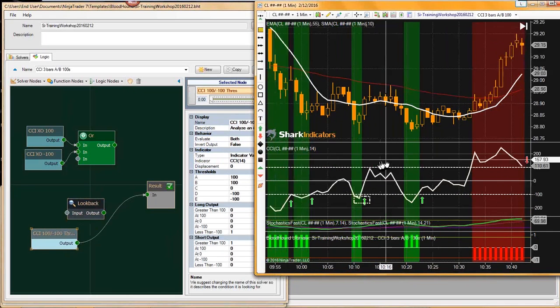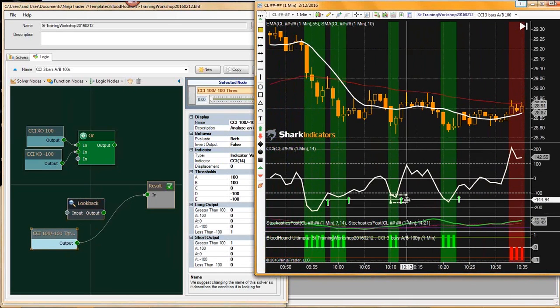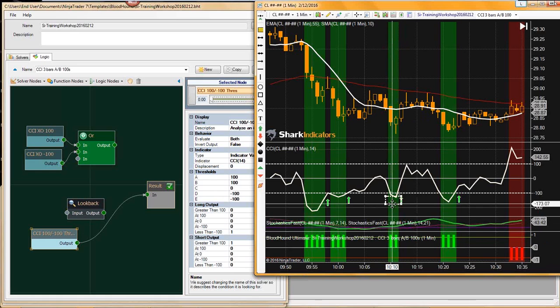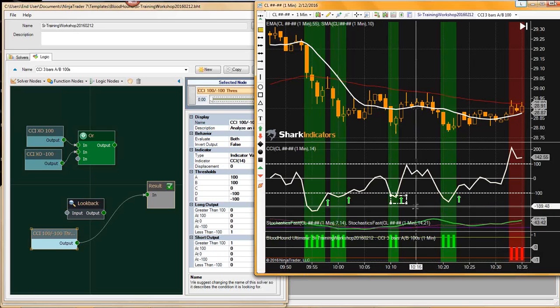So let's take a look here. Remember this area, we can see there's only 2 bars that have a long output here. That means the CCI was only below negative 100 for 2 bars. So this signal we want to get rid of, but we can see the other signals are actually okay. We have 3 bars over here, so that's okay. 3 bars over here, so that's okay. So we want to get rid of this guy.